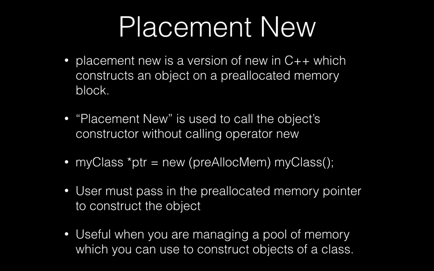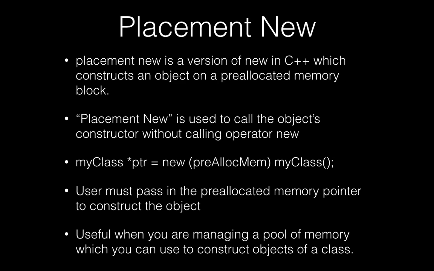And in the end, let's see what is a placement new. So placement new is basically a version of new in C++ which constructs an object on a pre-allocated memory block, and it is used to call the object's constructor without calling operator new. So using this placement new, you can bypass the calls to operator new.